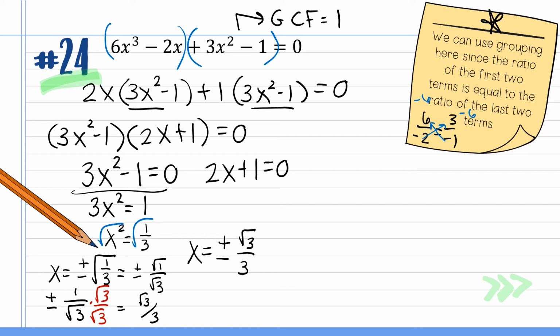And it's really important that we recognize how to simplify that. So there's 2 answers. Remember that the fundamental theorem of algebra says because we have a degree 3 polynomial, we should get 3.